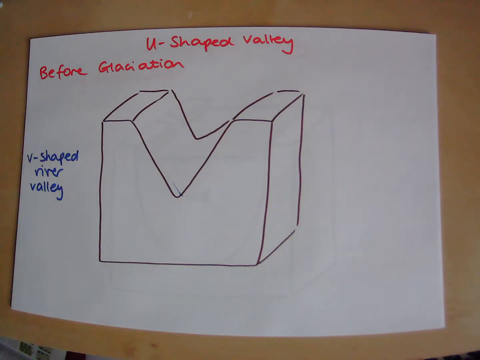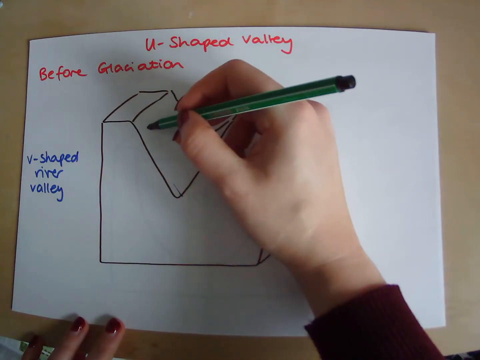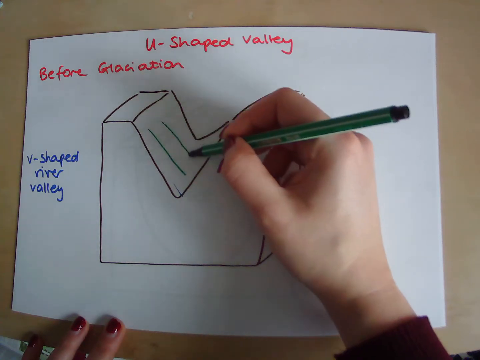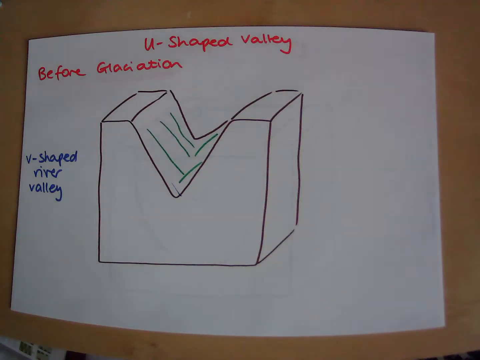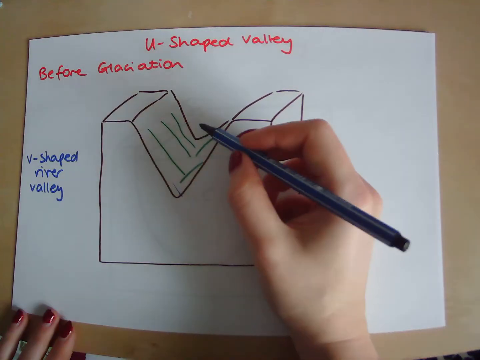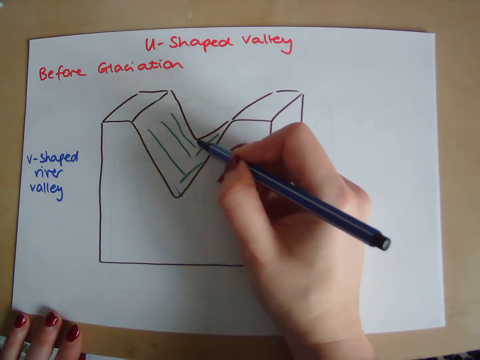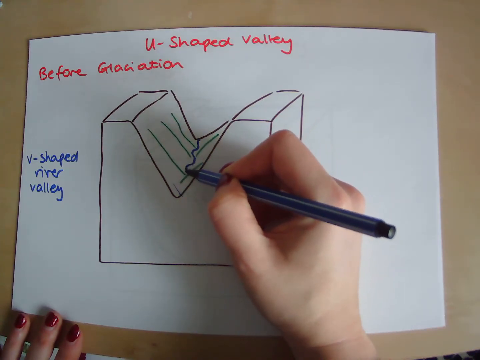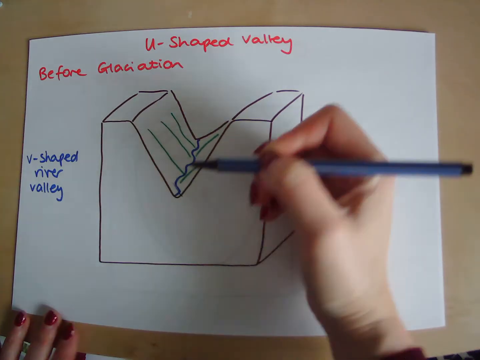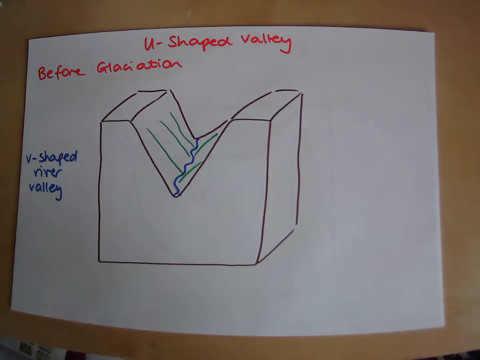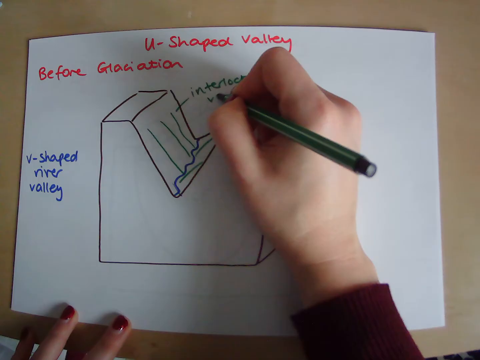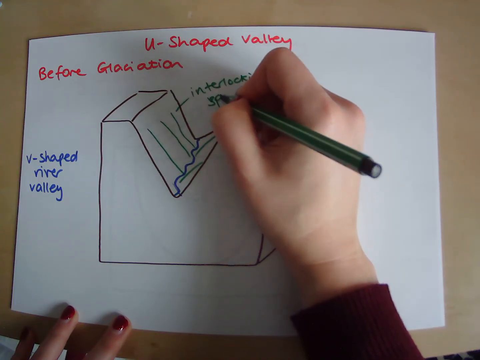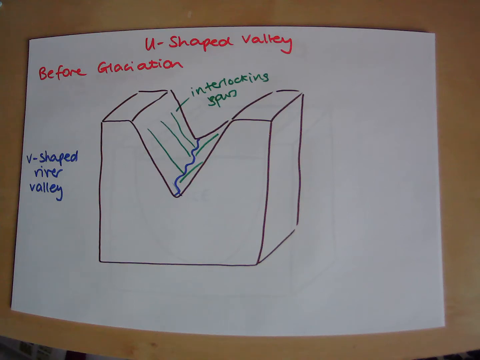One thing you'll remember from studying rivers is that river valleys have things called interlocking spurs. These are pieces of rock coming down from the sides of the valley, and the river does not have enough power to break through them, so it ends up flowing around these spurs, making them interlocking. So we have interlocking spurs on our V-shaped valley. The river flows around them because it doesn't have that much erosive power.